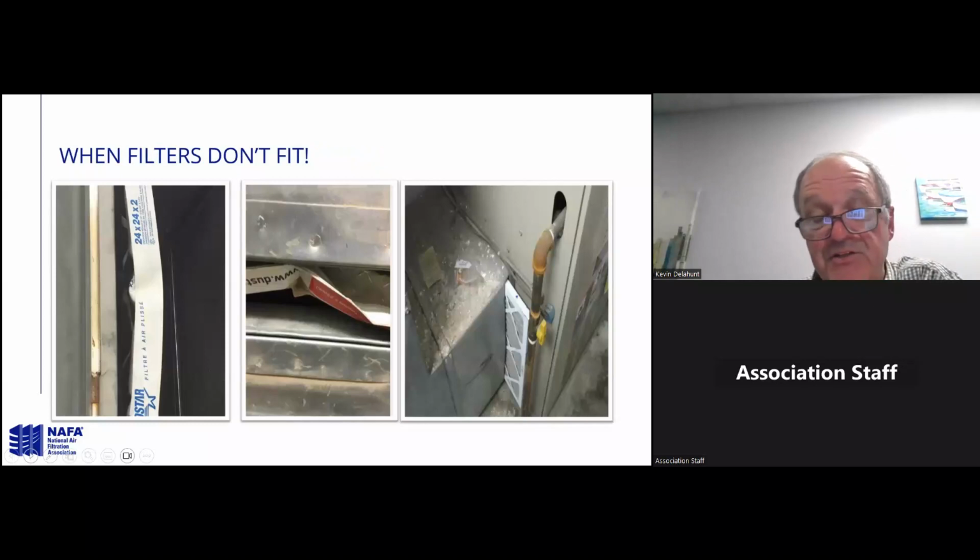And if you're in the industry, you've probably seen lots of these where maybe the filter was just the wrong size, or maybe the ductwork wasn't sized correctly, or it's not square anymore, and we have to bend filters into the tracking, or the tracking hits a gas line and you can't service the filter anyway.